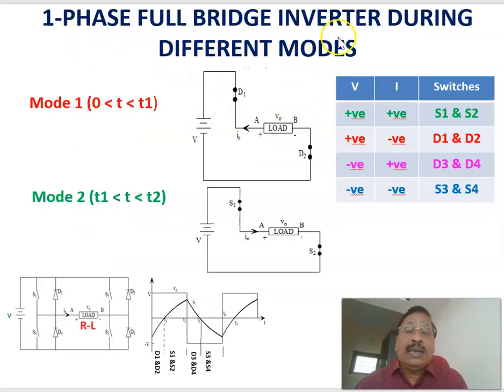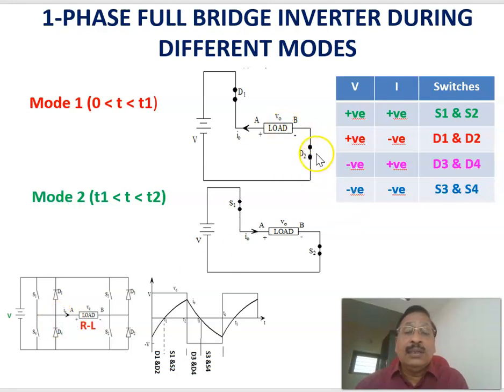I have already explained the different modes of operation. Mode 1, that is from 0 to T1, has a positive voltage and a negative current, and D1 and D2 are conducting. This is the corresponding equivalent circuit. Here you can say that the current direction is opposite to what we consider as positive.